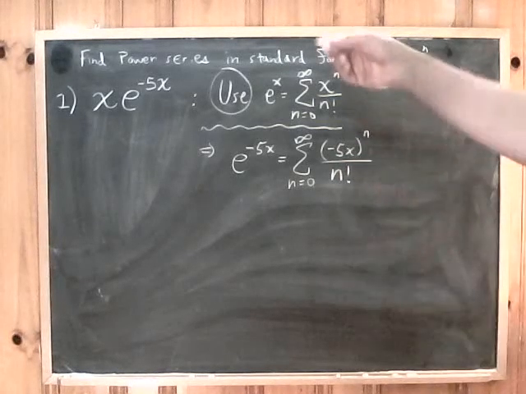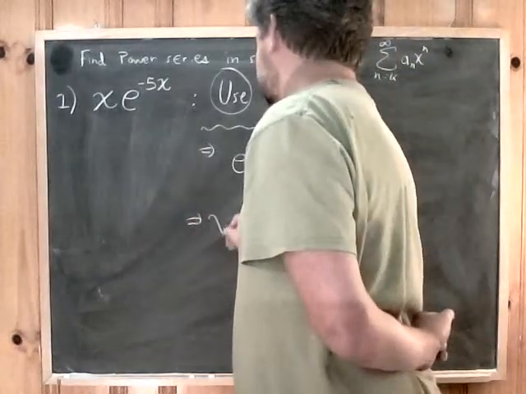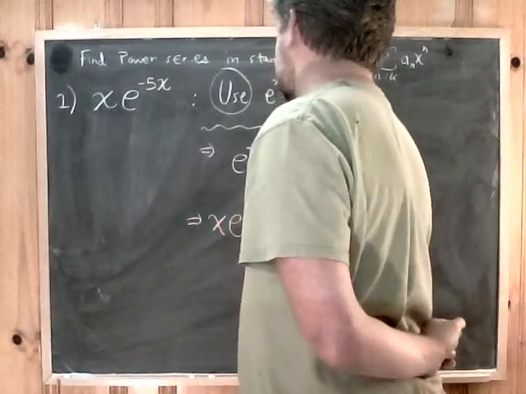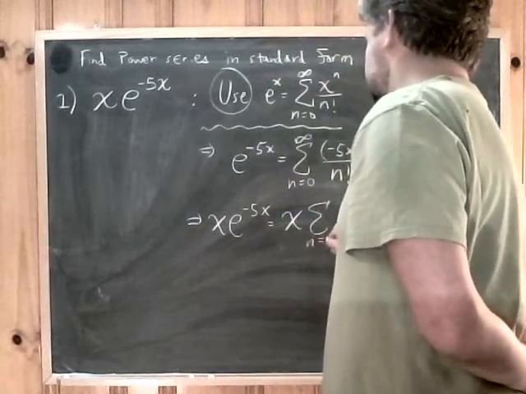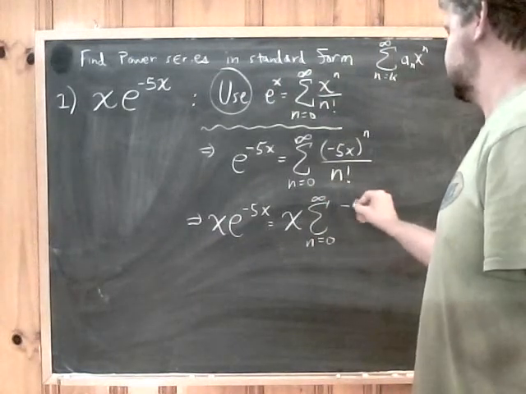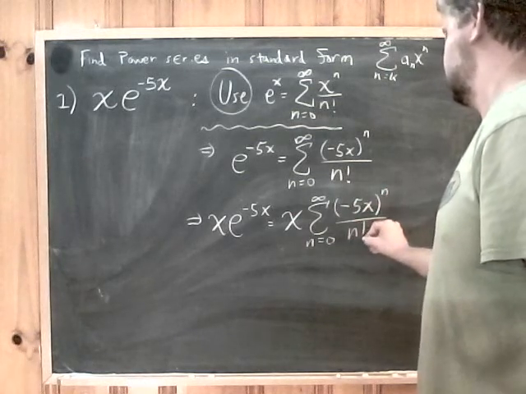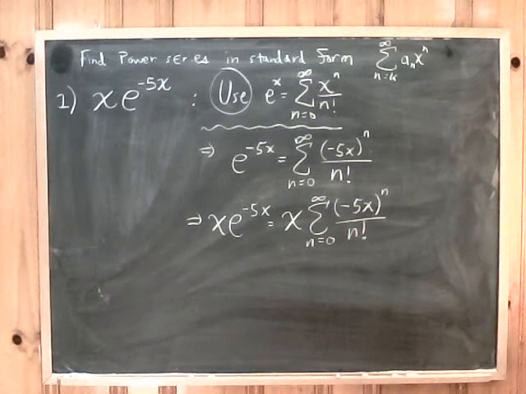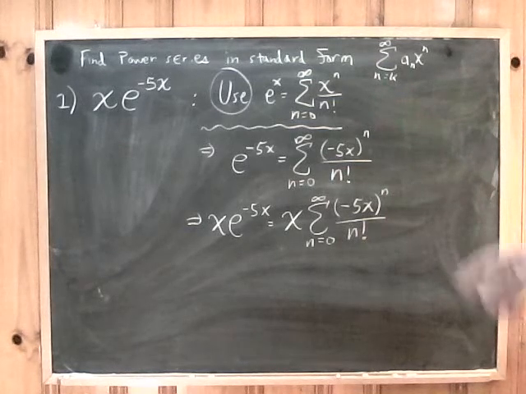Okay, so it's almost there, but now I still have an x times it. So what I can do now is multiply by x on both sides. And I can multiply on the outside of that summation symbol, the big sigma. Just multiply both sides of the equation by x, and now I've got the left-hand side the way I want it. It's exactly equal to the original problem.